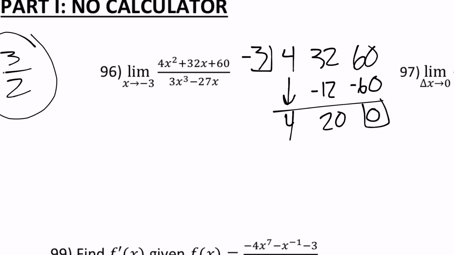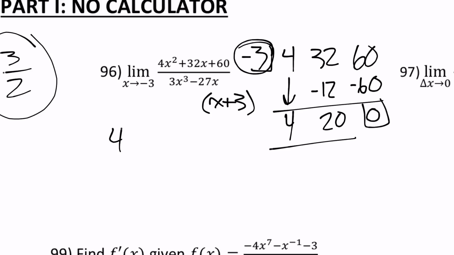If I had gotten a remainder other than 0, then that would have told me that there's actually an asymptote, and so I would have wanted to sketch a graph. But what this means is if I divide that by -3, I've essentially pulled a factor of x plus 3 out of that numerator. So what's left when you pull that factor of x plus 3 out? That 4 and the 20 are telling me there is a 4x plus 20 left, which means 4 times x plus 5 is left in the numerator.